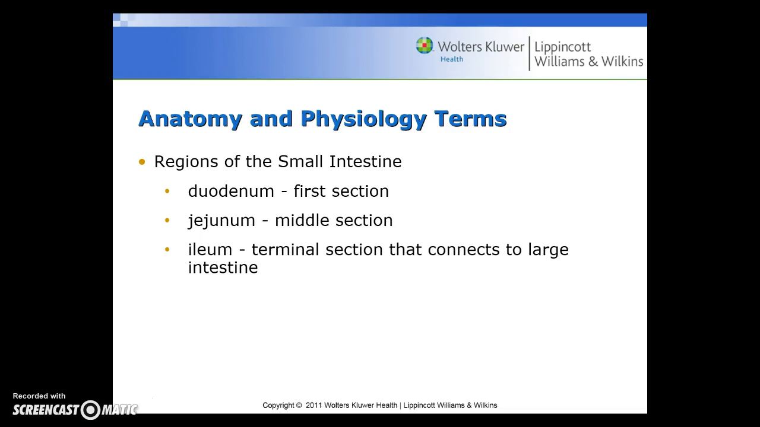Regions of the small intestine: it's in three regions. The upper portion is the duodenum, the first section. The jejunum is the middle section. And the ileum is the terminal section that connects to the large intestine.